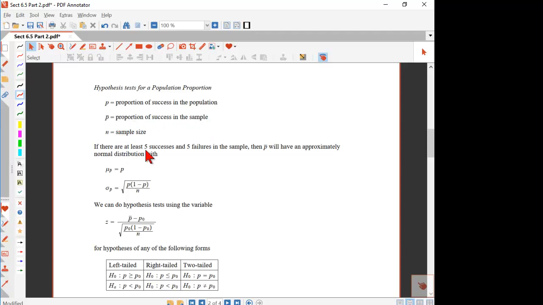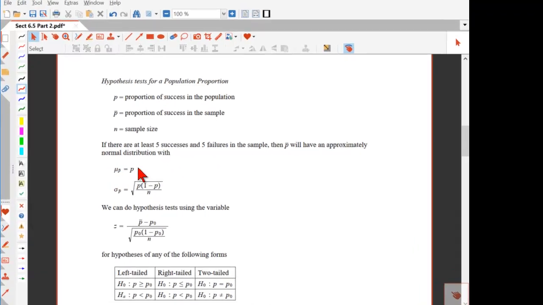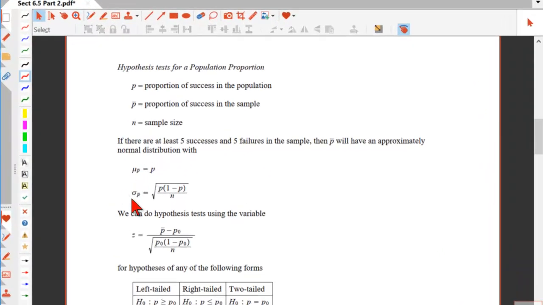The check for doing a hypothesis test like this is that in my sample, which is going to consist of qualitative or categorical data, just success, success, success, fail, fail, success, and so on, I need to be sure that there are at least 5 successes and 5 failures. If so, then the sample proportion will have an approximately normal distribution, and its expected value will be the population proportion, and its standard deviation will be given by this expression. We've seen these before.